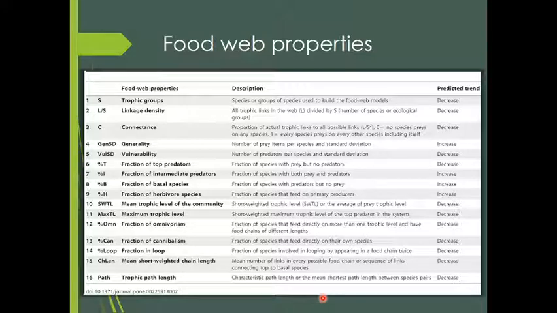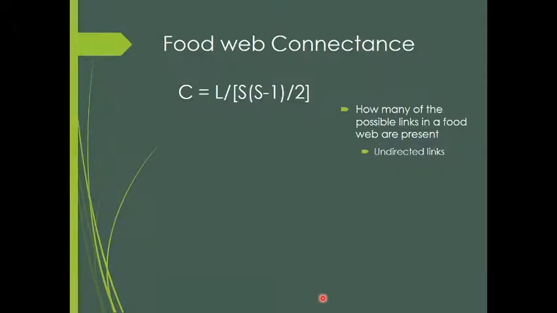food web properties. So the first one we're going to talk about is food web connectance. Now, connectance is looking at how many of the possible links in a food web are actually present. And it's used by this equation. So basically, how connected the species in the food web are to each other compared to a maximally connected food web where everything is connected.